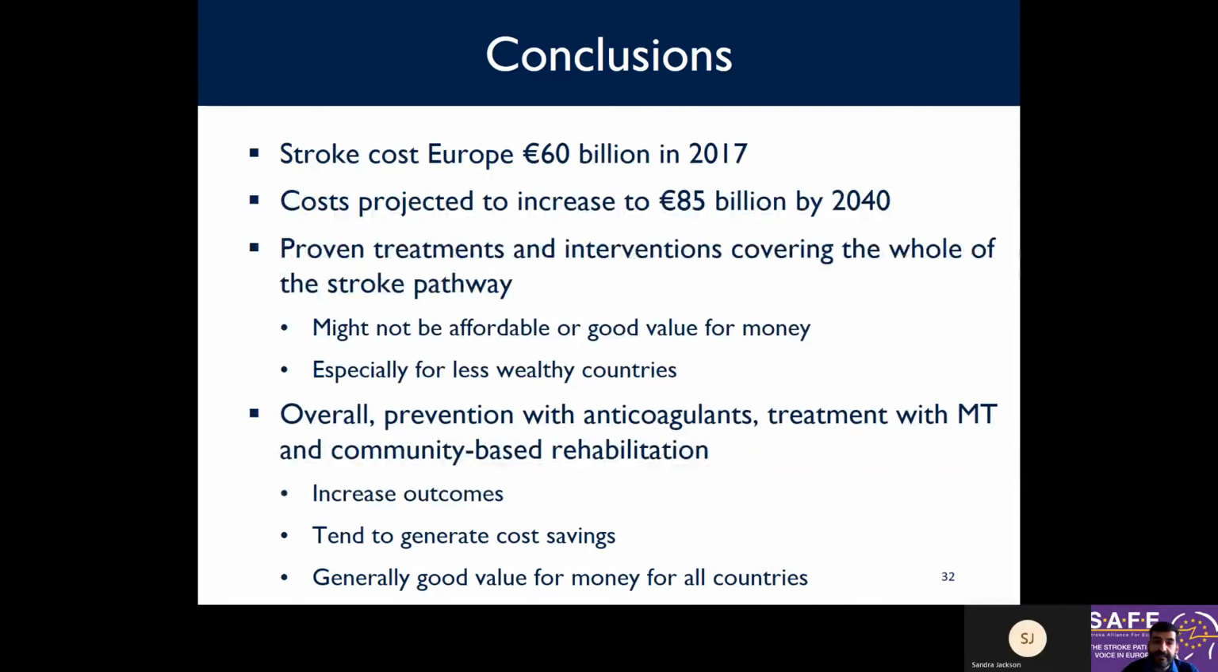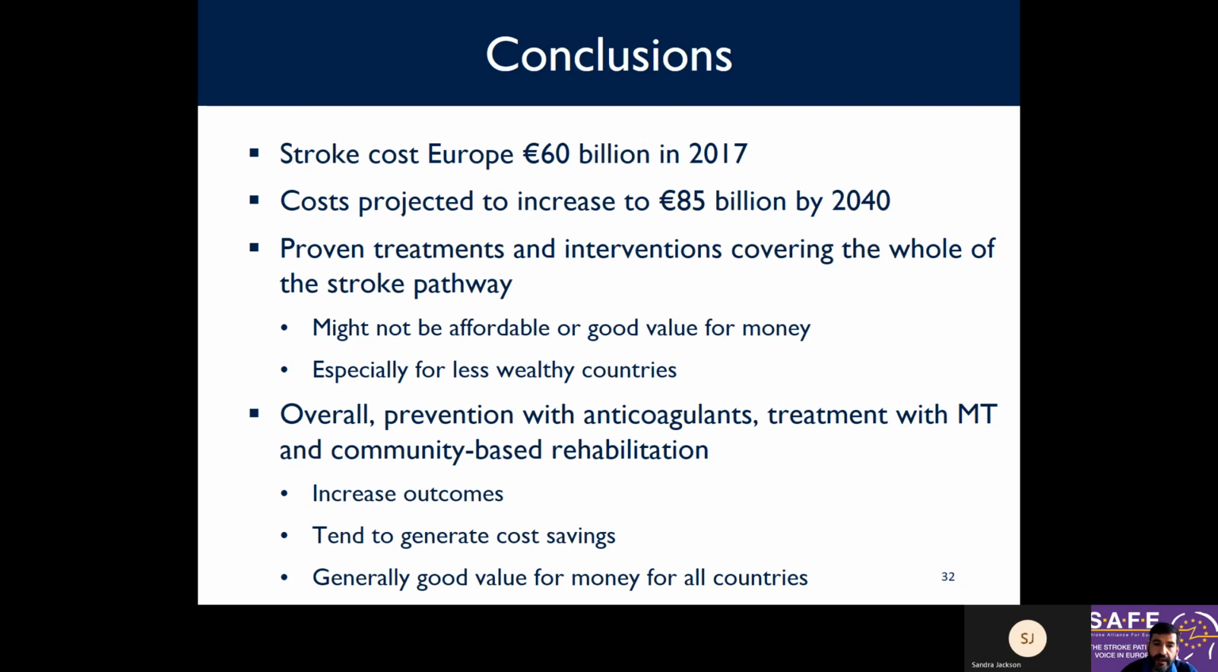So this is the brief presentation of the study's results, and the main conclusions would be that stroke cost Europe 60 billion euros in 2017. These costs are projected to increase to 85 billion in just 20 years' time. We know there are proven effective treatments and interventions that cover the whole of the stroke pathway. However, we didn't know if these might be affordable or good value for money, especially for less wealthy countries in Europe.